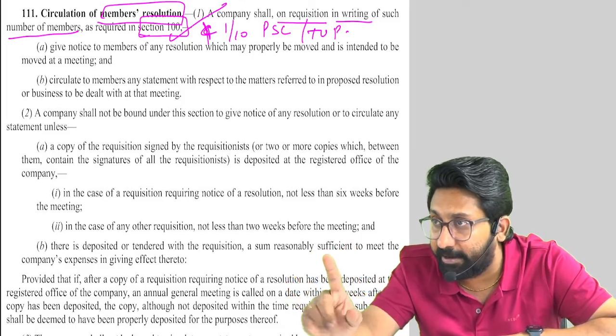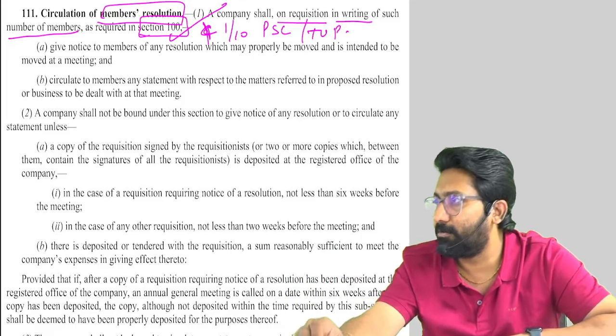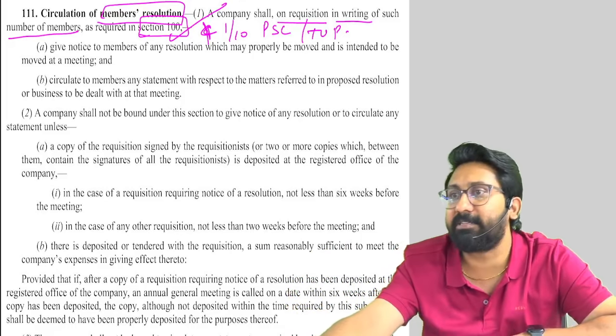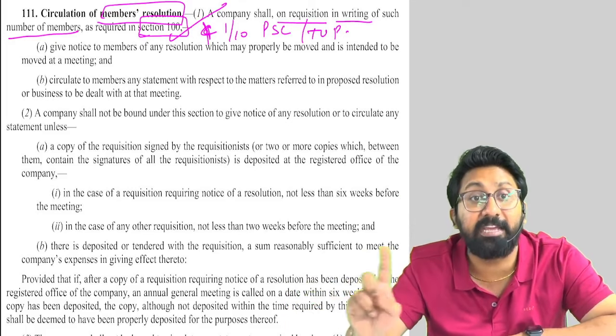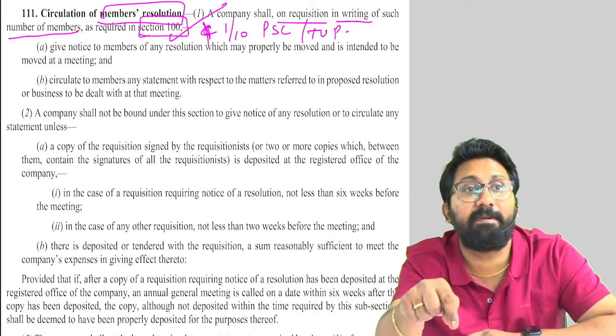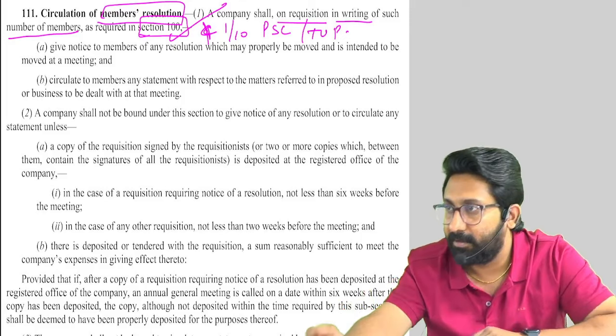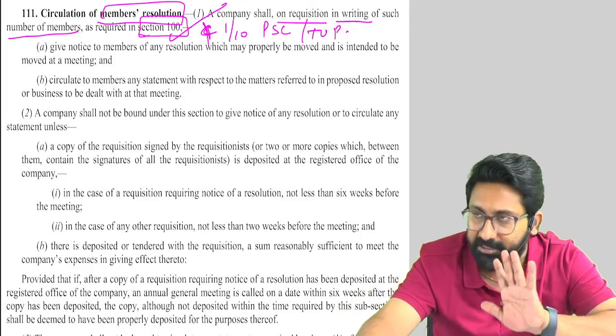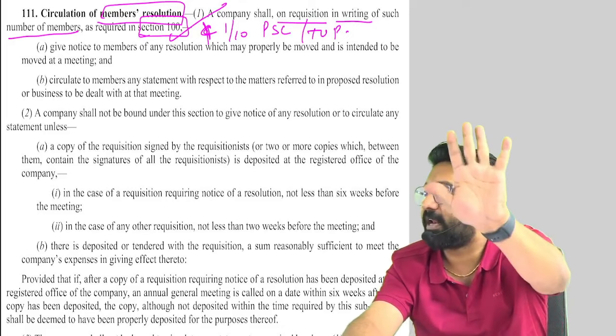The special notice concept of 1% is not enough. How much is it right now? 1/10 of the capital is required in order to propose a resolution for any case other than the cases governed by 115. Are you understanding the point or not? This is how you should first understand this. Up to here everyone has clarity.